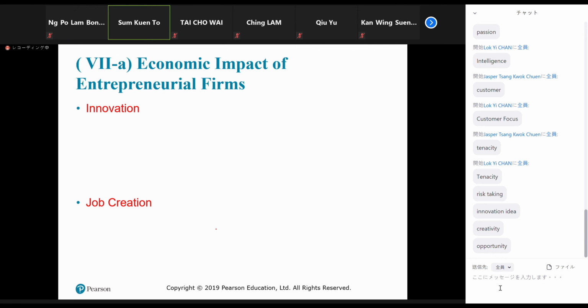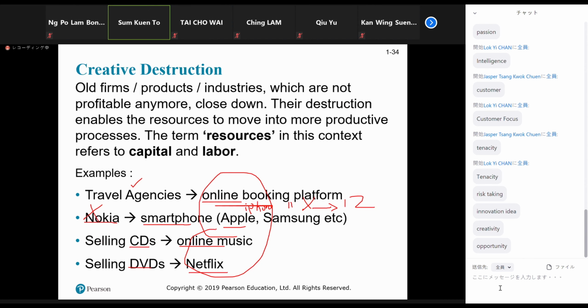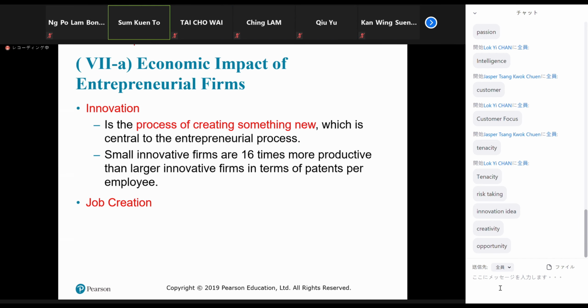Okay, so go to the last second topic. Talking about entrepreneurs, they are very creative, but at the same time, they destroy something. So this is the terminology called creative destruction. And because of the innovative idea, you create something new, and it will bring a lot of economic activities.